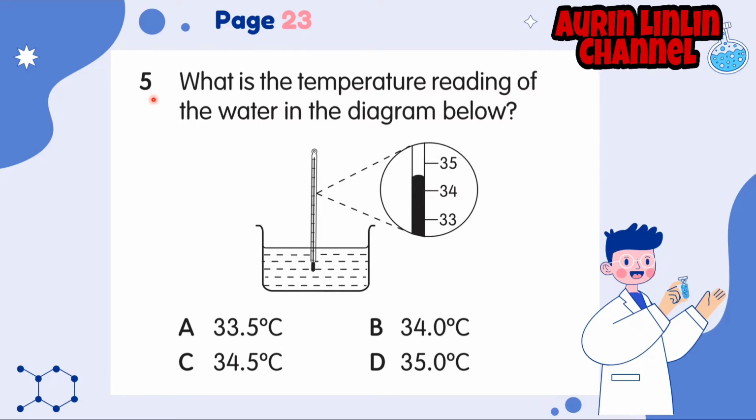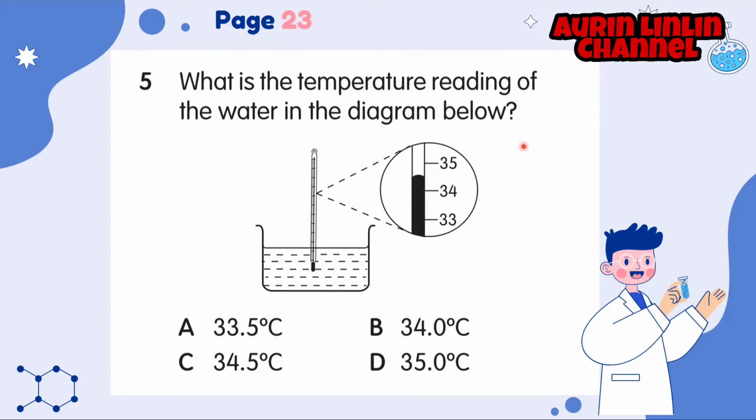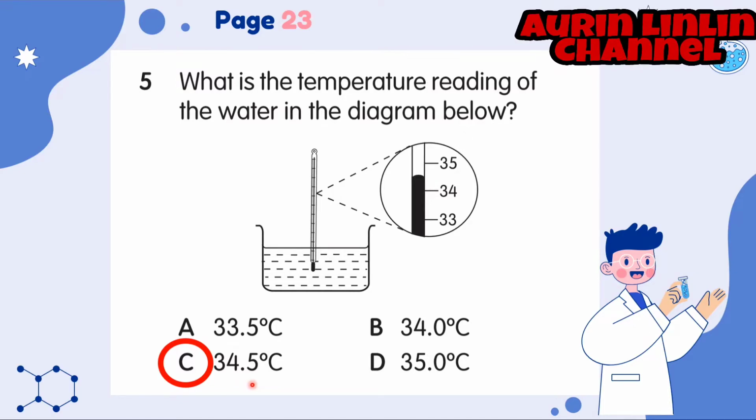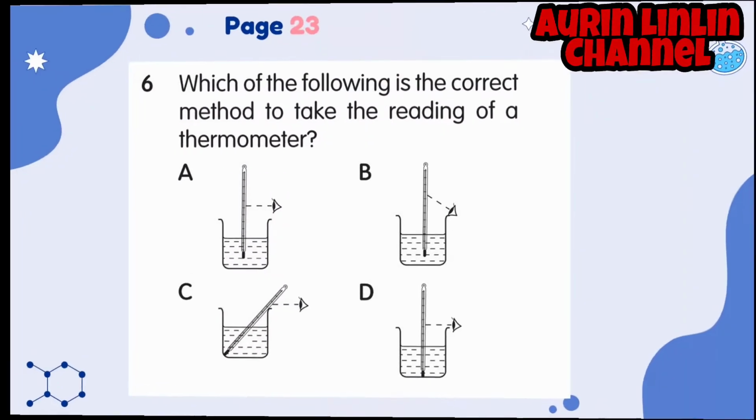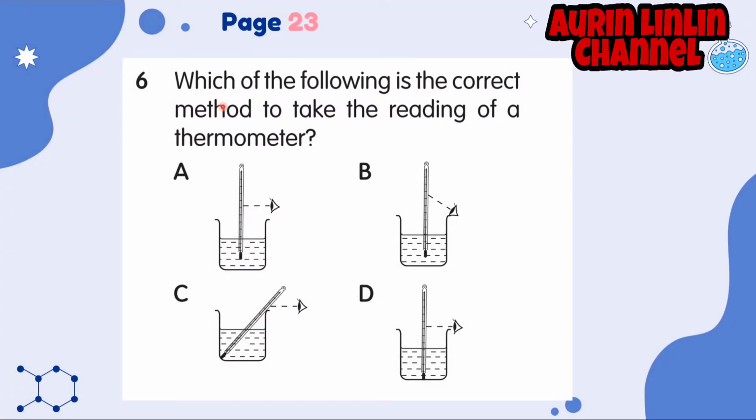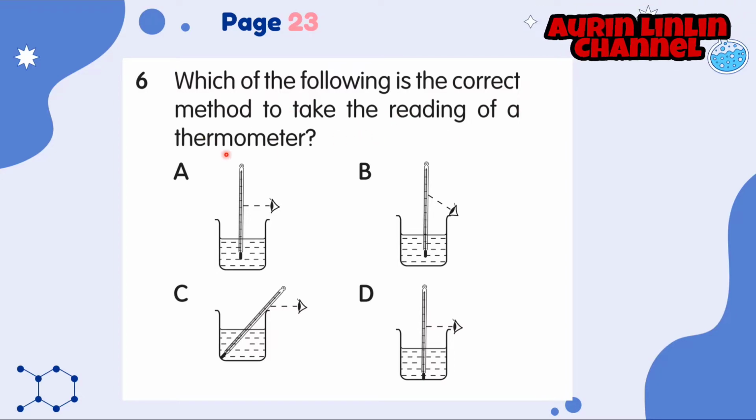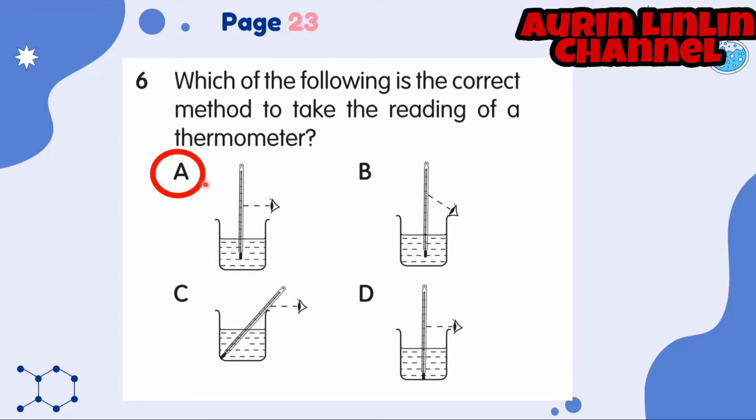Question number 5. What is the temperature reading of the water in the diagram below? Look at the picture. And the temperature is 34.5 degrees Celsius. Question number 6. Which of the following is the correct method to take the reading of a thermometer? And the correct answer is picture A. Look.